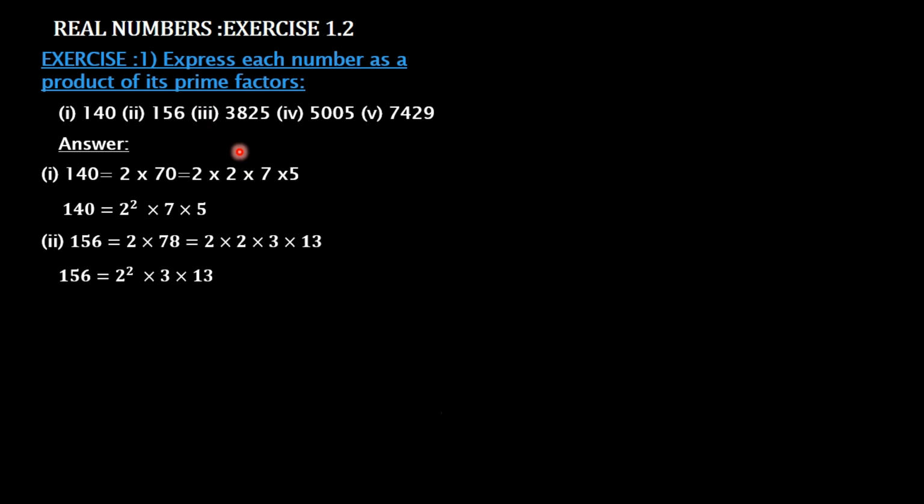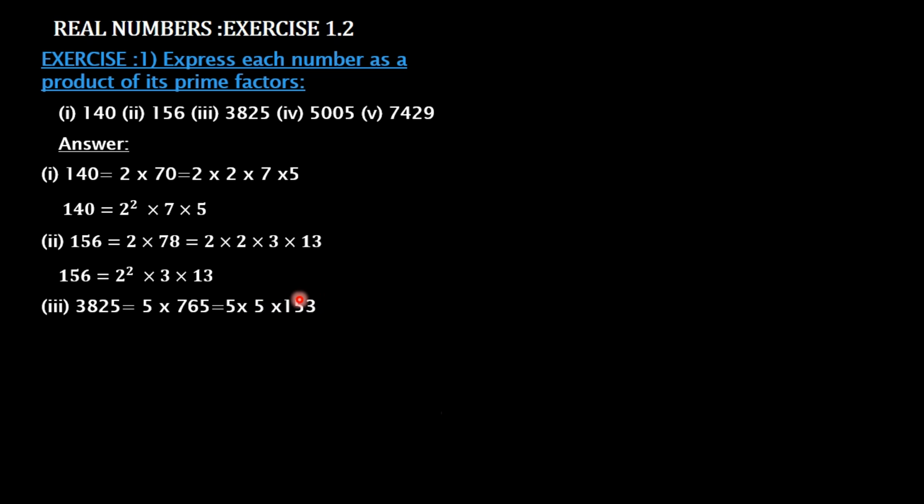Then 3825. It is divisible by 5 since it ends with 5. Then what is the quotient on dividing by 5? That is 5 into 7, 35. 32 will remain here. 5 into 6, 30. 25, that is 765. 765 is again divisible by 5. On dividing by 5, we will get 5 into 1, 5. 2 will remain. 5 into 5, 25. Again 15. That is 5 into 3, 15. So 5 into 5 into 153.